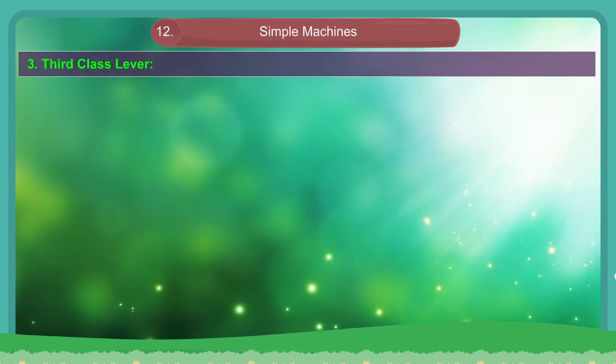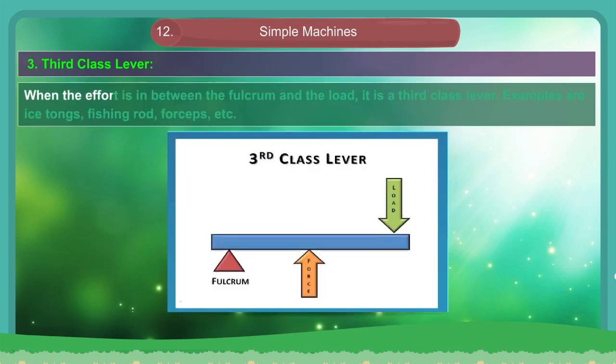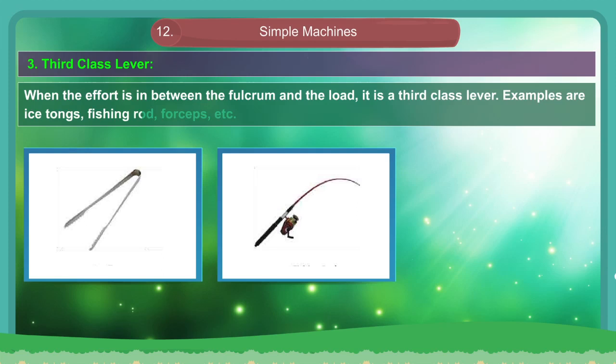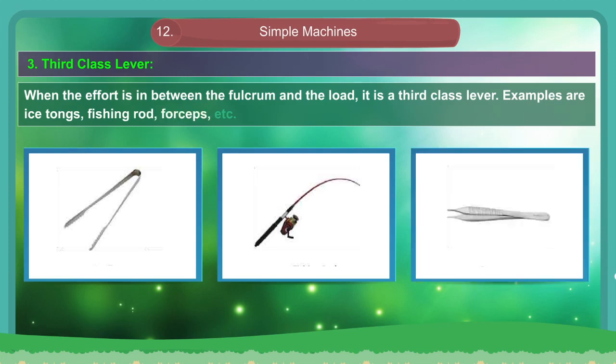3. Third class lever. When the effort is in between the fulcrum and the load, it is the third class lever. Examples: an ice tongs, fishing rod, forceps, etc.